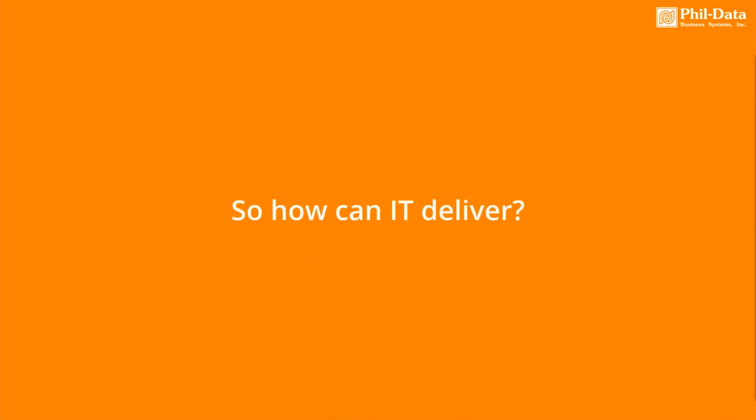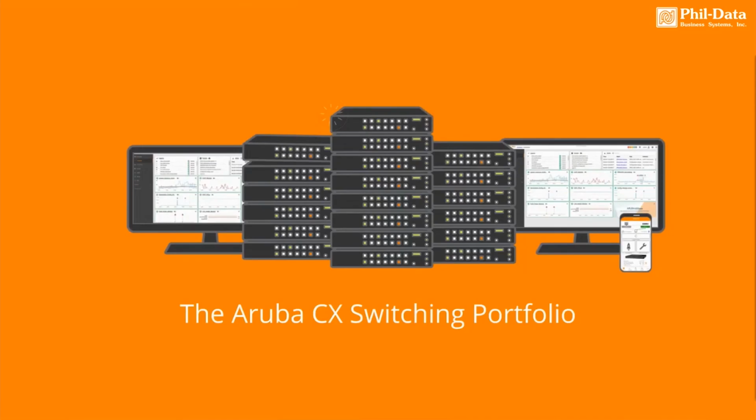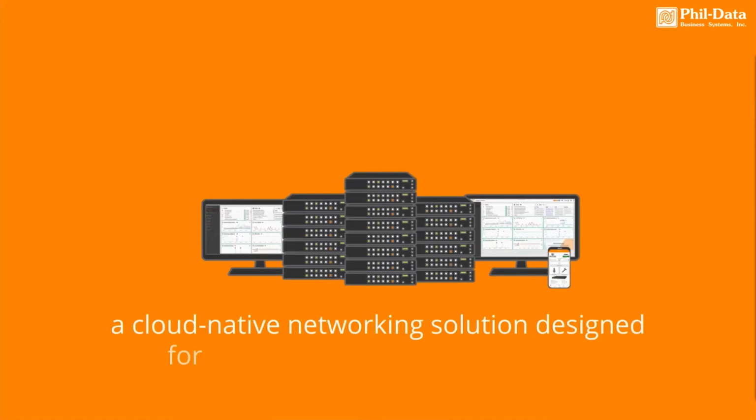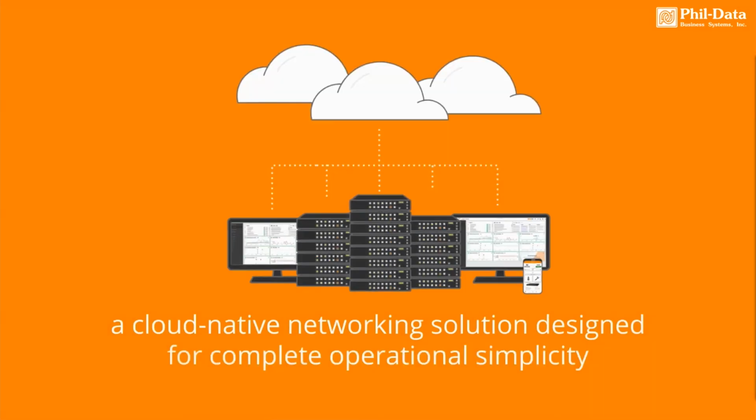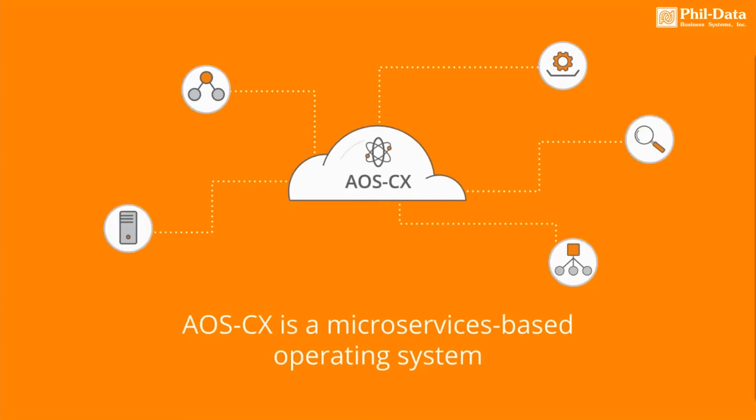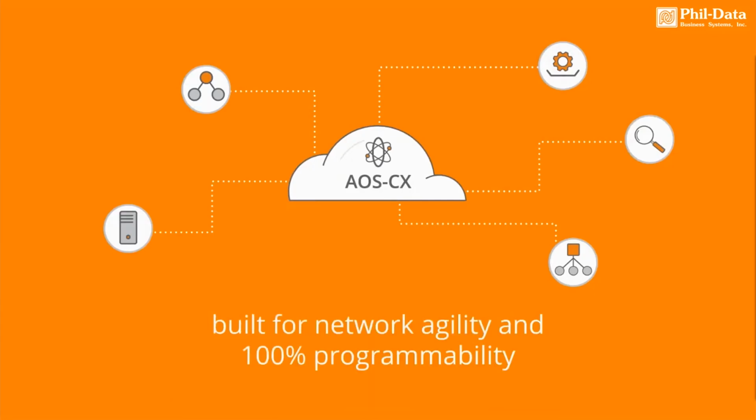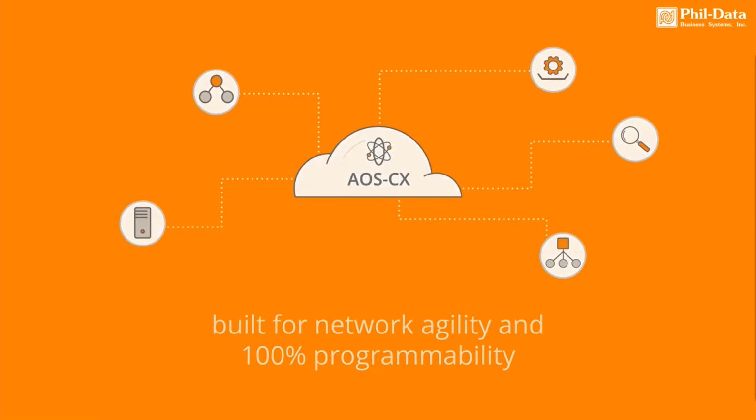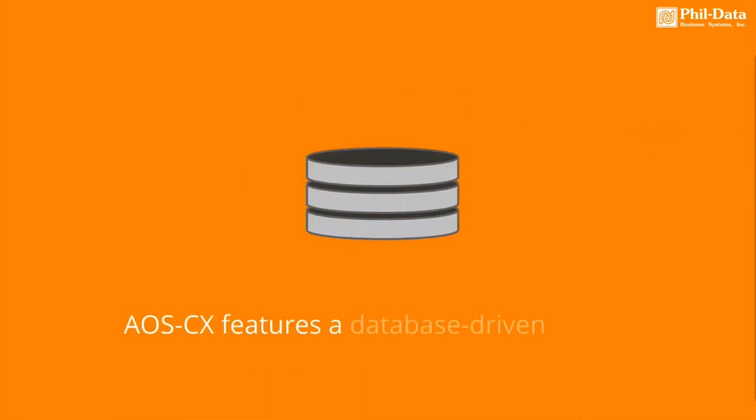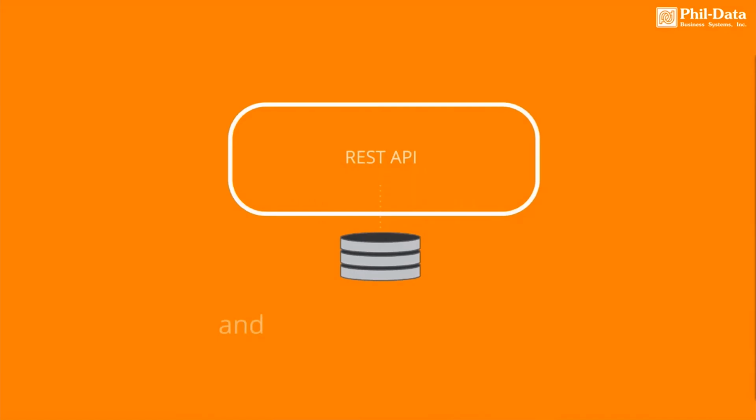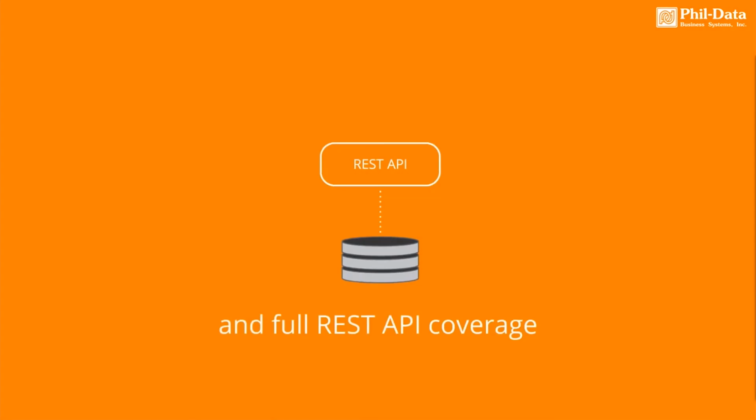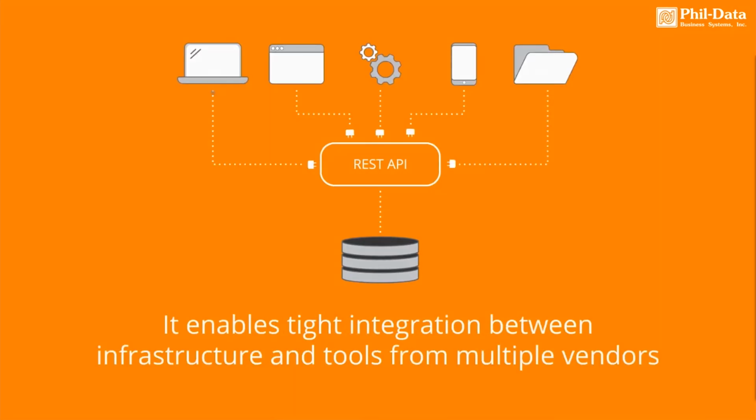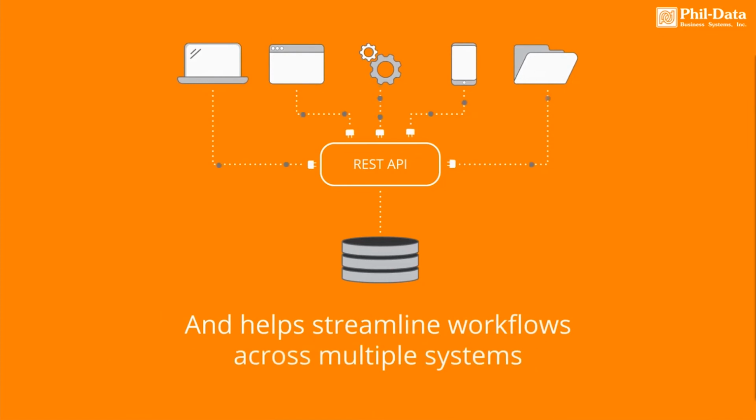With the Aruba CX switching portfolio, a cloud-native networking solution designed for complete operational simplicity. It starts with AOS CX, a microservices-based operating system built for network agility and 100% programmability. AOS CX features a database-driven design and full REST API coverage. It enables tight integration between infrastructure and tools from multiple vendors and helps streamline workflows across multiple systems.